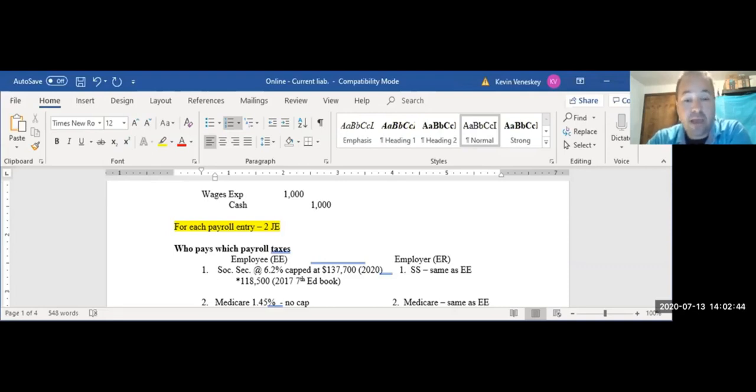And then finally, your federal withholdings. The book is just going to give you the amount because it's more complicated to figure out what your actual federal withholdings are. It all depends on how much you make, and it depends on your marital status.